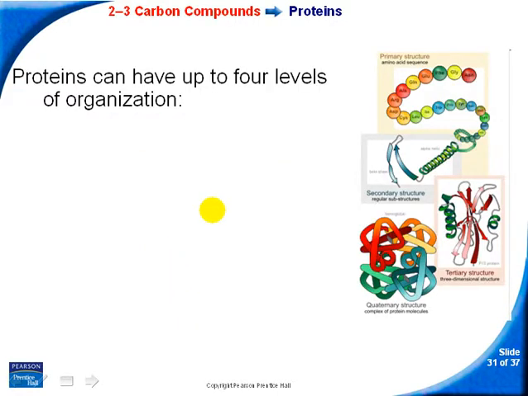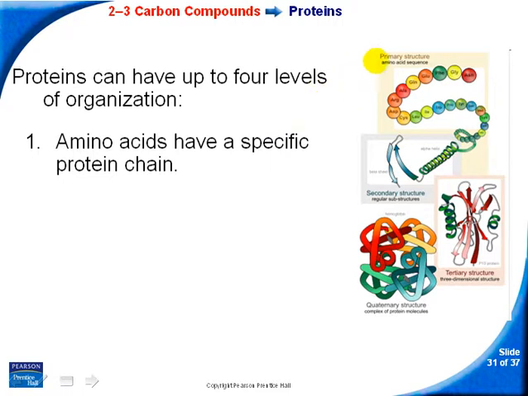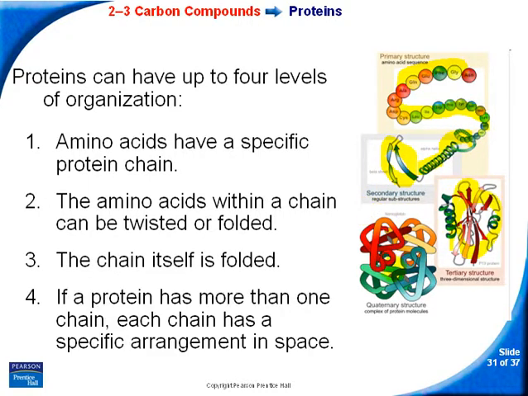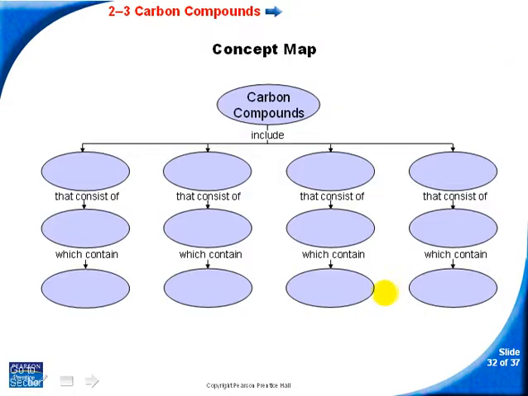And they can have 4 levels of organization. Amino acids have a specific chain here. The chains can be twisted or folded. The chain itself can be folded, and then if it has more than one chain, each chain, here's a green one, here's a green one, here's a red one, has a different specific arrangement in space.